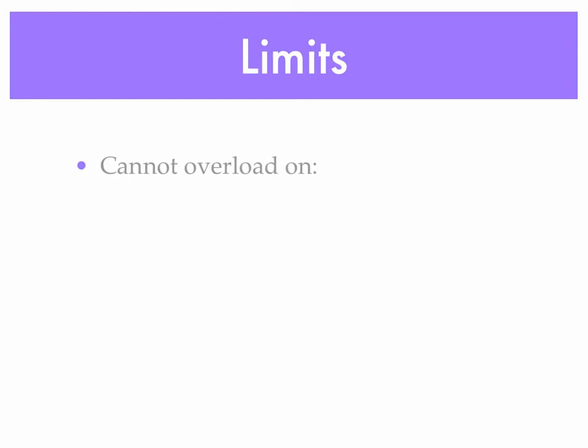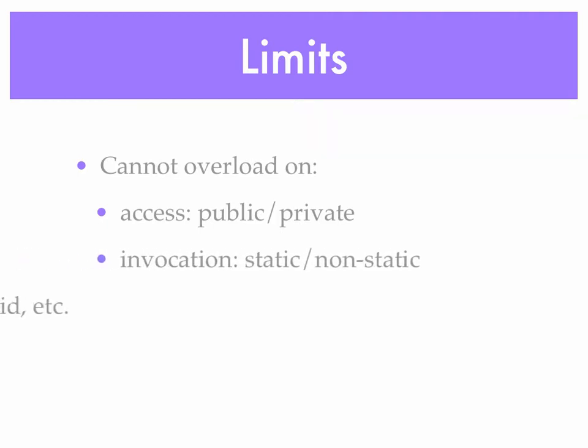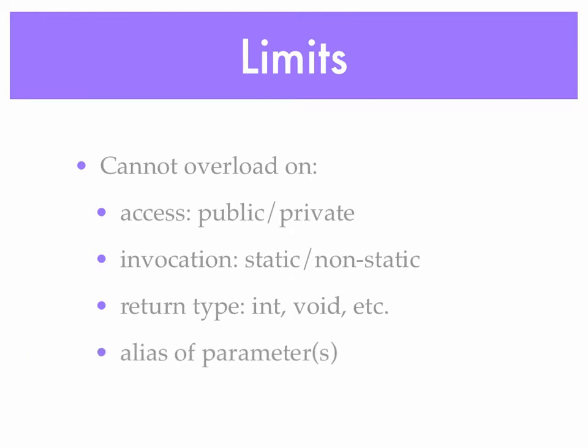Now there are limits in overloading. You can't overload on the access, that is if a method is public or private, invocation, whether it's static or non-static, or the return type, int, void, what have you. You also can't overload on the alias of the parameters. If I call a parameter A or B, I can't overload on that. I can only overload on the parameter list. Overloaded methods have the same access, invocation, and return type. They have different parameter lists, the number and type of arguments that are expected to be passed to that method.